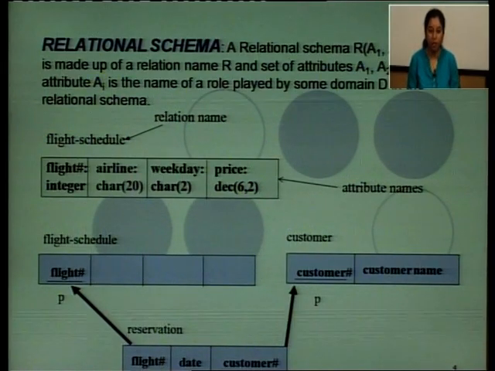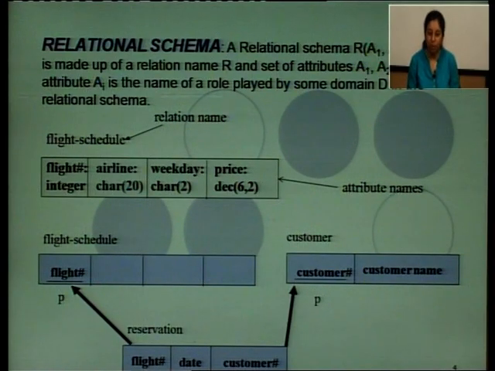Now the next important topic is the relational schema. A relational schema R is represented as R with attributes A1, A2 up to An. It is made up of a relation named R and a set of attributes, where A1 and A2 are the attributes of relation R. Each attribute Ai is the name of a role played by some domain D in the relational schema. So these are some concepts of relations and schema.